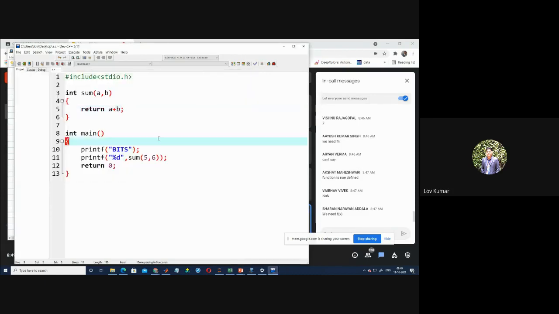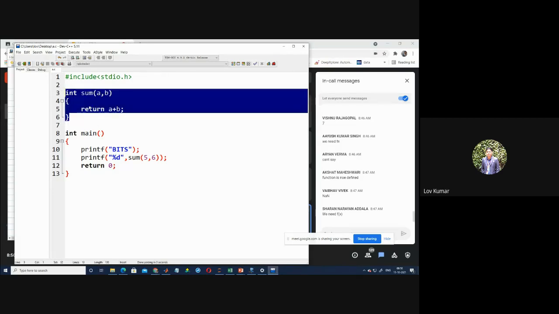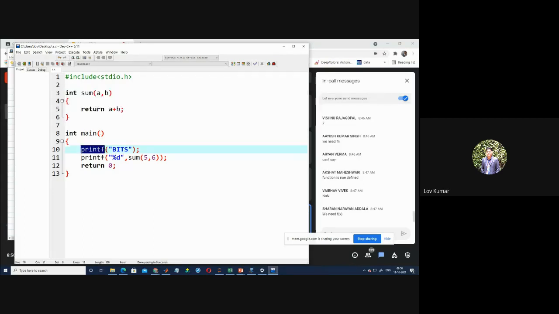Now you can see we are not writing any code for the printf function. That is called the predefined function. And for sum, we are writing the code for the sum function. That is called the user-defined function. So here we are defining this user-defined function, and printf is already defined. Where is it defined? It is defined in stdio.h.